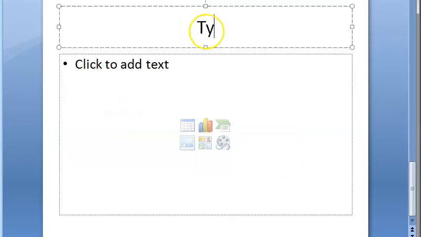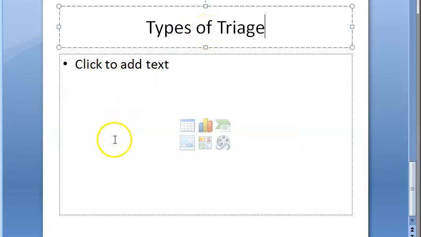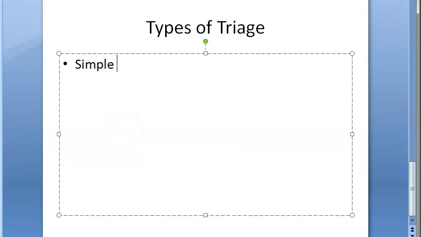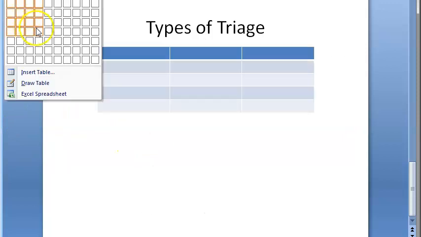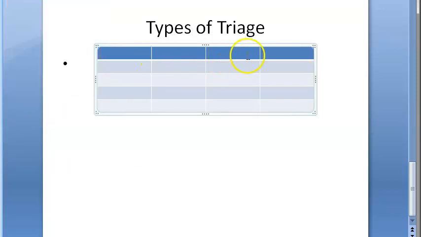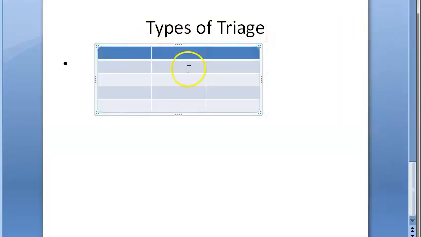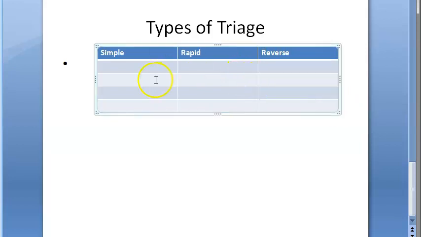Then you have types of triage. Okay, triage. So basically here you have the simple triage, rapid triage and the reverse triage. So you have 3 types of triage here. Let's take a table here. So you have the simple, you have the rapid and you have the reverse triage.